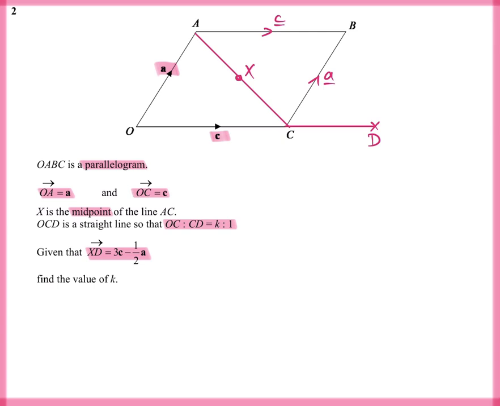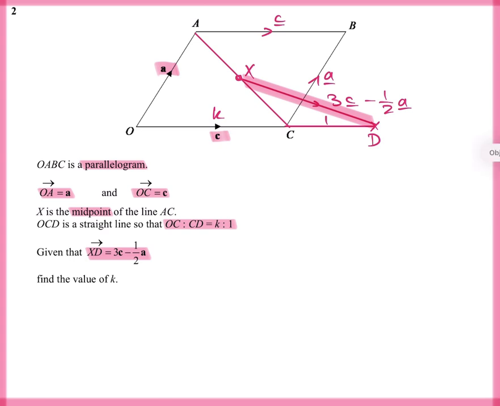So here is K to 1. So that's K parts. This is one part. Now I've also been given X to D. So I've been given XD directly, so if I go from X to D like that, that would be 3C minus half A. That's given. So we need to find the value of K.